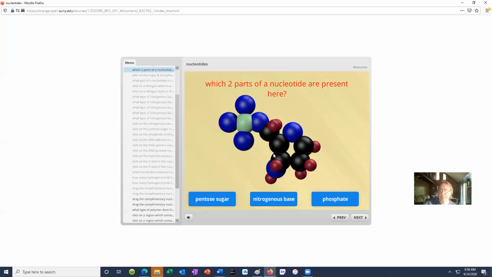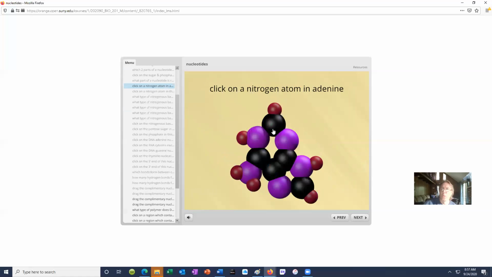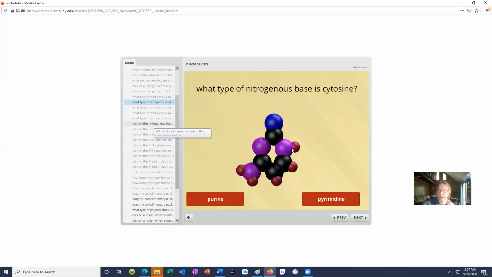The phosphate and the pentose sugar make up the uprights on the outside of the ladder, while the nitrogenous bases link in the center, forming more or less the rungs. And so you can see here in pink, these are nitrogen atoms present here.